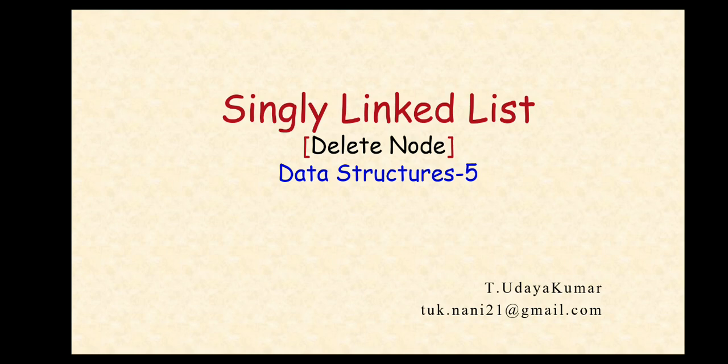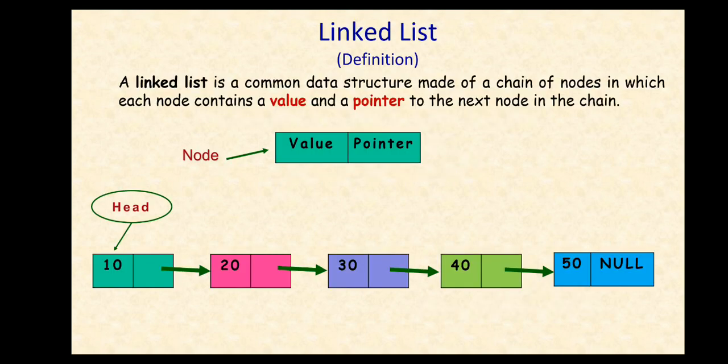Before going into the lecture, for the comfort of the newcomers to this video channel, please see the definition of the linked list. A linked list is a chain of nodes. Each node consists of two parts: one is value and the other is pointer. Value consists of some data and the pointer holds the address of the next node in the list.